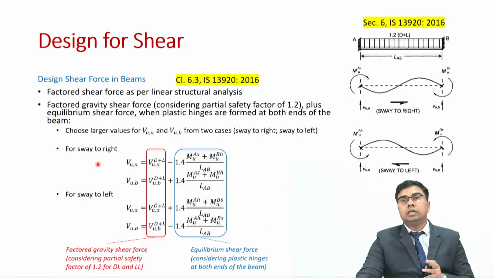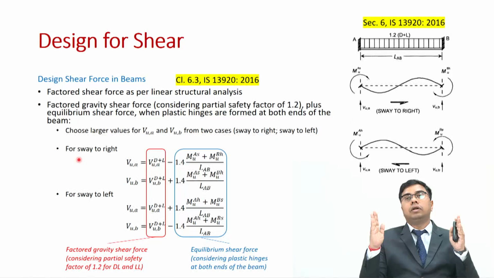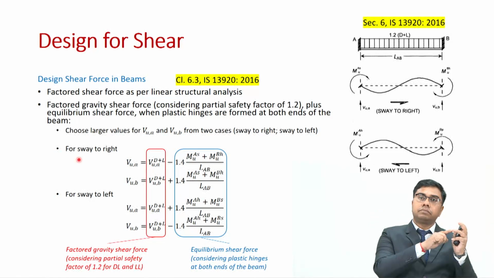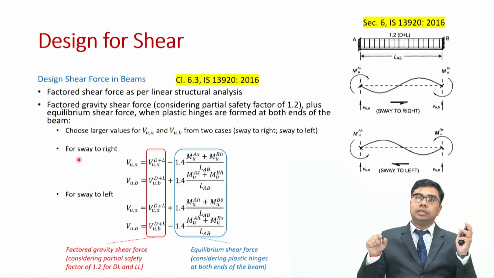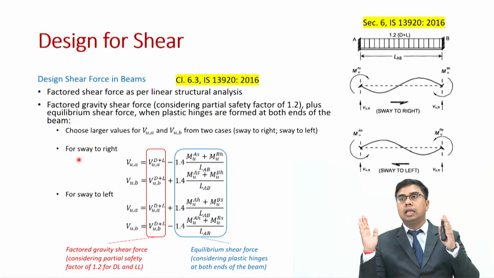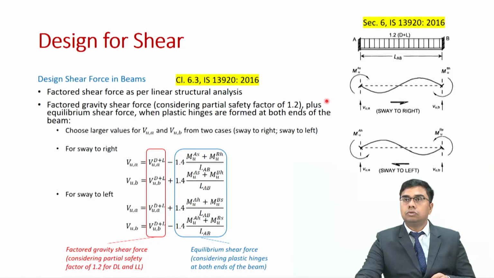Here we will consider two cases. One is for sway to right and another is for sway to left, which means for a given frame, if the sway is happening to the right, the beam is likely to go into double curvature bending in case of moment resisting frame, and when we are having sway to the left, again the beam is likely to go into double curvature bending. These two cases are shown over here as well. So, we have tried to calculate.